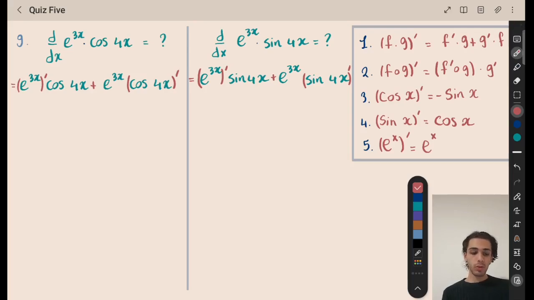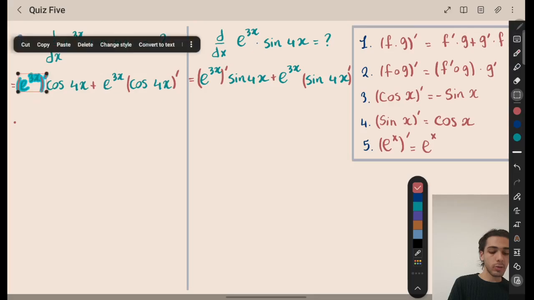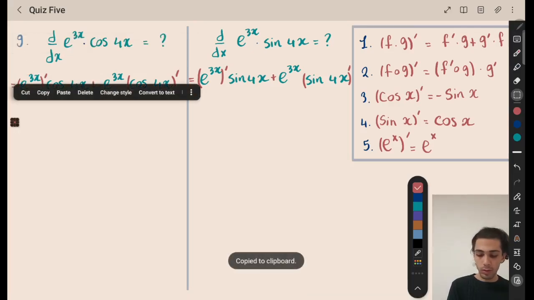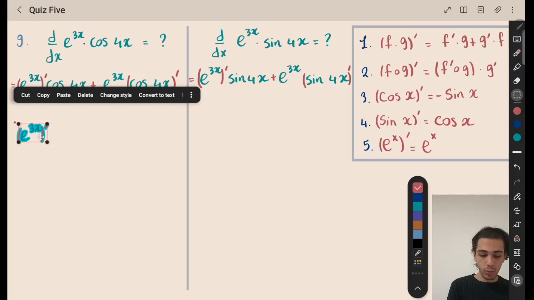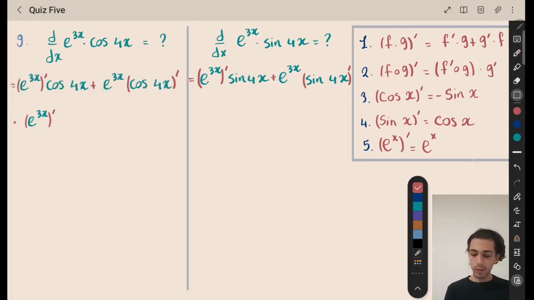So there are three things we need to compute. Number one, the derivative of e to the 3x. And for that I can use number 2 and number 5. The first thing is, this is of course a composition of two functions which are e to the x, but you plug inside of this e to the x, you plug in 3x. So these are my two composite functions, and I take the derivative of this.